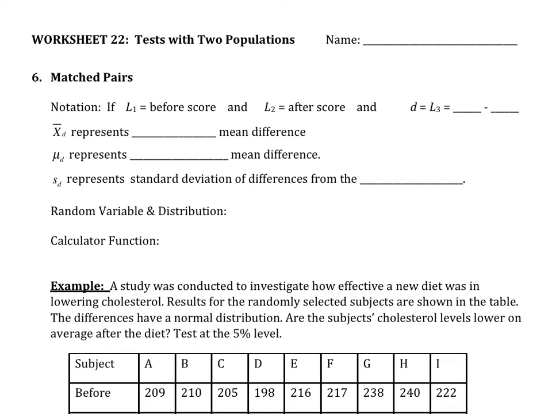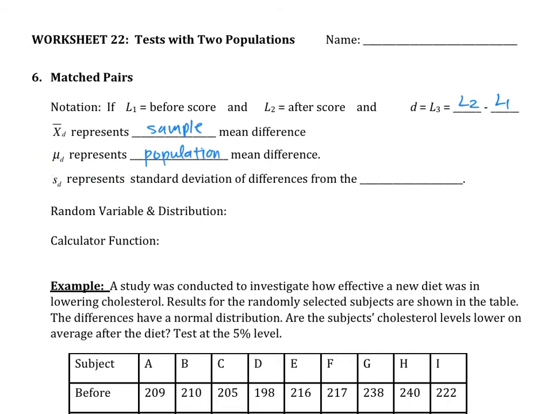So this is a very typical way to organize matched pairs. Again, I'm comparing each person's before and after score. So let's say L1 is score before, L2 is score after, then L3 I'm going to let be after minus before. And then xD, notice that there's a D, that means there's a difference, so this is the mean difference. So the sample mean difference, the population mean difference.